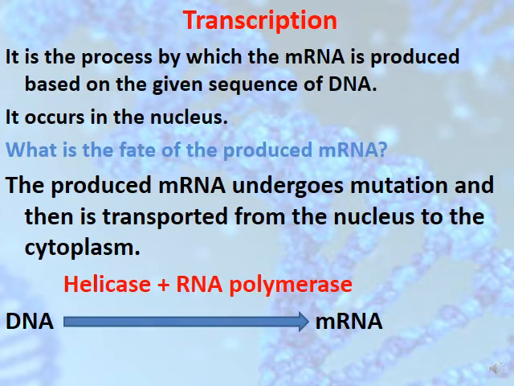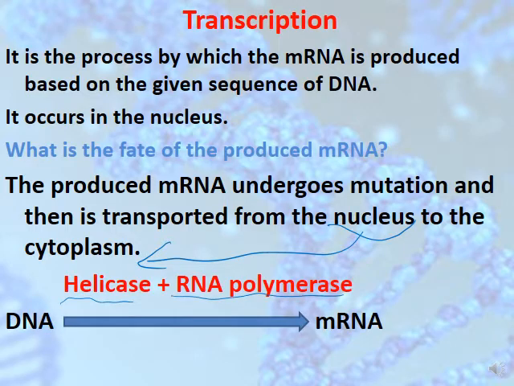Let's start with transcription. Transcription is the process by which mRNA is produced based on the given sequence of DNA. Where does this process occur? We said it occurs inside the nucleus. So what happens to the produced mRNA? They undergo maturation, and they are transported from the nucleus toward the cytoplasm. DNA can give mRNA under the action of two enzymes, helicase and RNA polymerase.